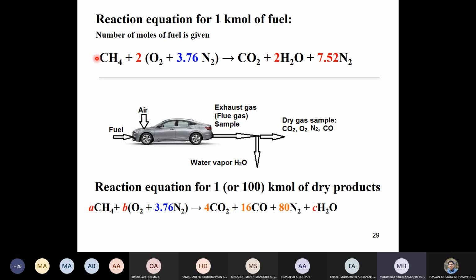In the stoichiometric combustion, this was 1, so this is based on 1. But what is the base here? The base here is 100 kilomole of dry product. So this is 100 here: 4 plus 16 plus 10. So I write the equation here, but I put A here. And then because we removed the H2O, I have to put it back here. So this, you are given that. Then to complete the equation, you have to write this part here at A, and then balance to get the oxygen.